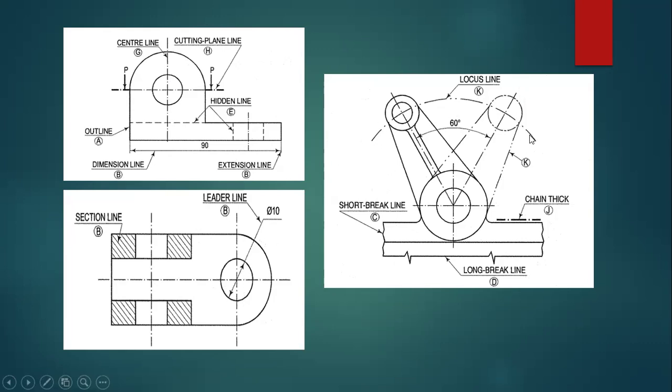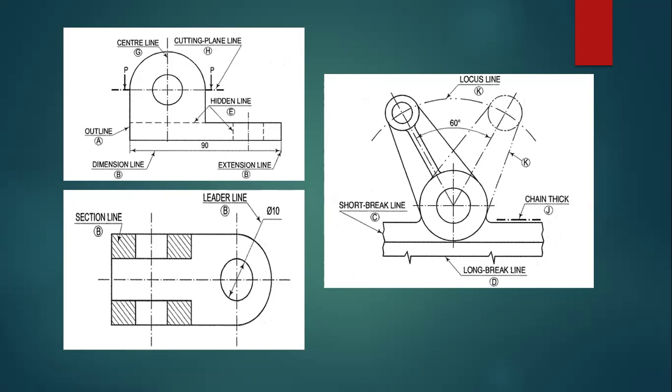Then we also have it here. This is what we call pitch circle line or locus line. So we use thin continuous line to show that in our drawing, okay. Then we also have another one that we call thick long chain line. This is used for cutting plane. So this is it, thick long chain line. This line PP is thick long chain line for cutting plane line, okay.